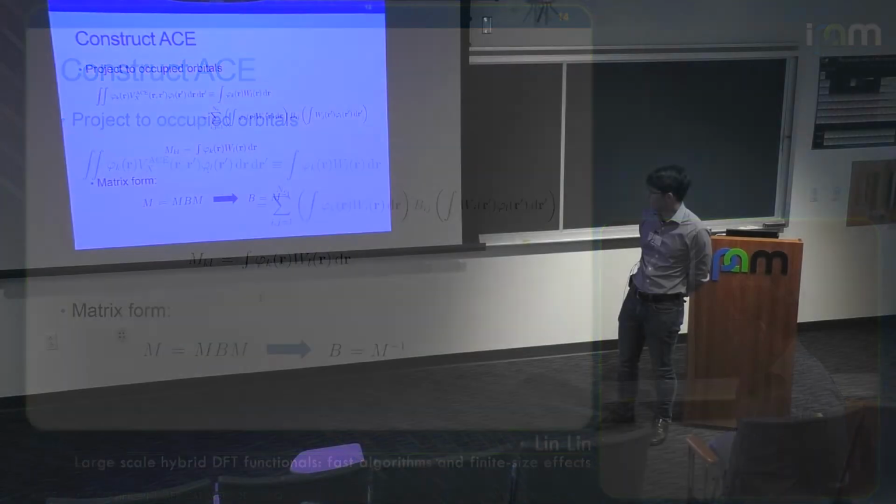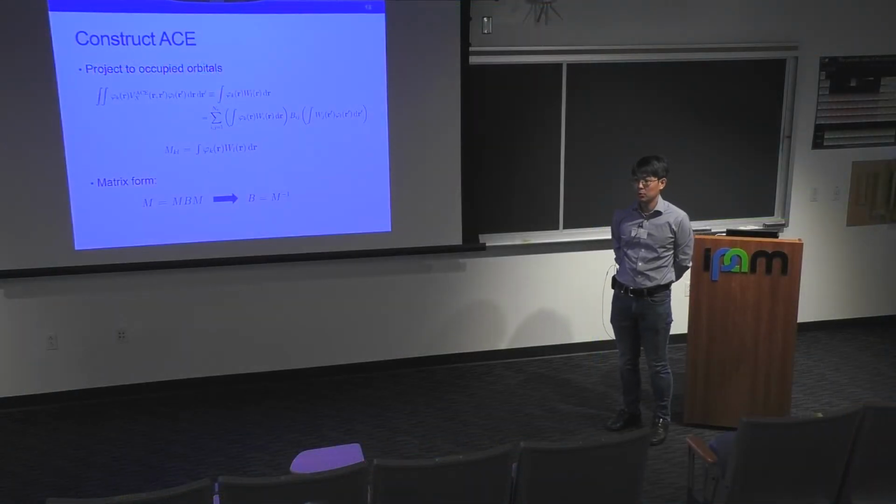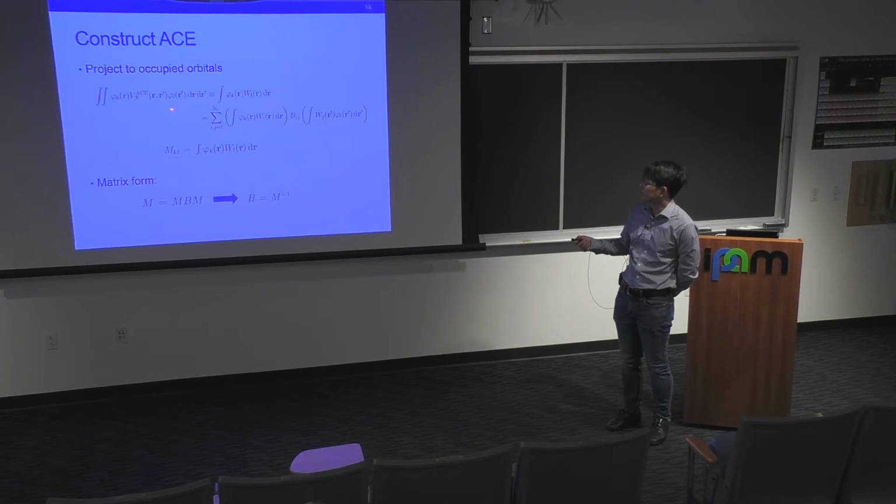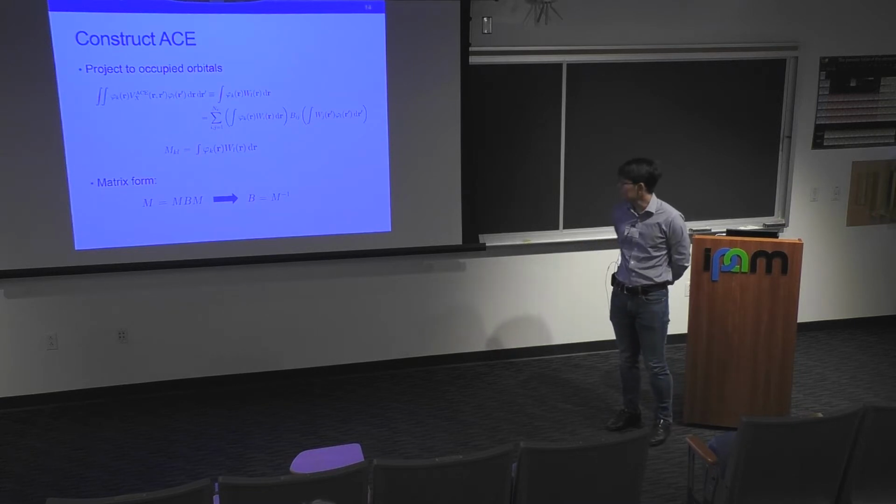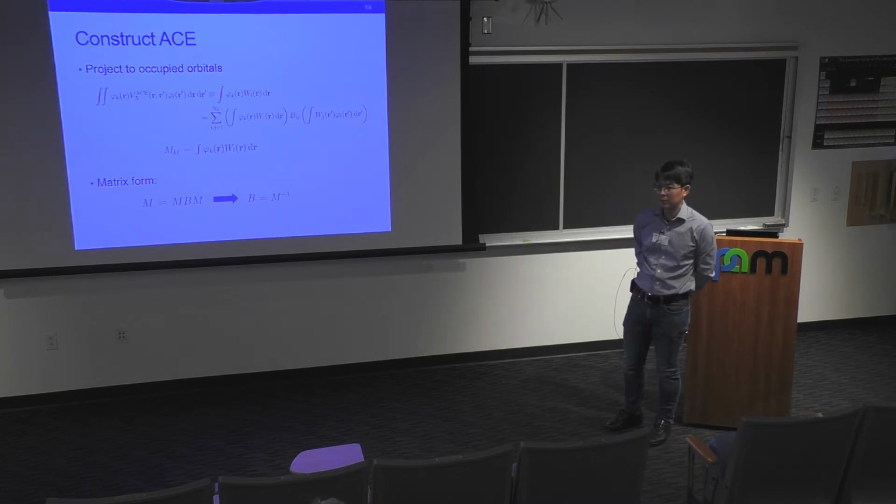So how to figure out this coefficient matrix? You can do a projection step. You can project this to the occupied orbitals, and this gives you a linear algebra problem. On the left is a matrix called M, which is an overlap type of matrix. You end up with an equation of the form overlap equals overlap times unknown times overlap, and this overlap can be evaluated directly, and then this gives you B. So you're done. That's the entire procedure.